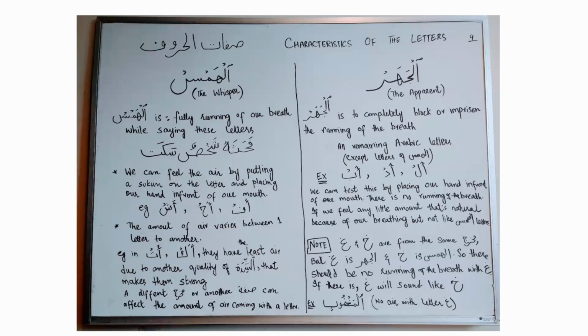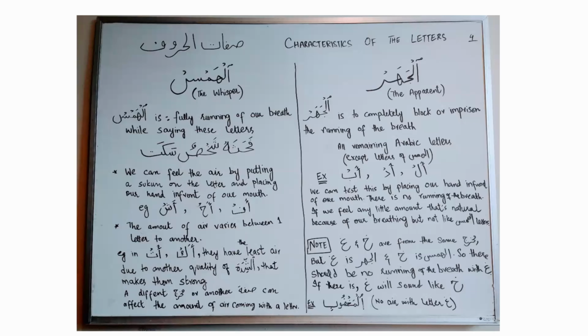We can take another example when we say Allahu Akbar. Letter kaf is a letter of Hams. Instead of saying Allahu Akbar with a blocked kaf, I should be saying Allahu Akbar with the breath running. Because letter kaf is a letter of Hams, I should not be blocking the running of the breath with this letter. Another example with letter ta could be qatla, instead of a blocked qatla, because letter ta is a letter of Hams.